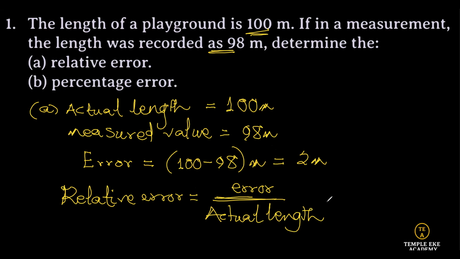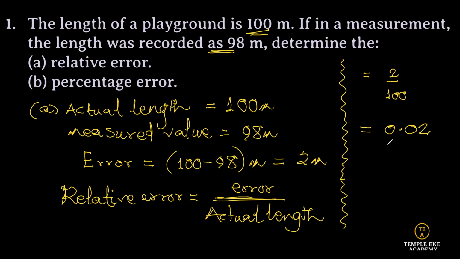That's the relative error. And if we may continue along that path, the relative error is going to be the actual error, which is 2 meters, divided by the actual length, which is 100. And that means the relative error is simply 0.02 in decimal form. Our final answer for the first question. Very simple. Beautiful. And by multiplying this by 100, we can have the percentage error, which is the second question.